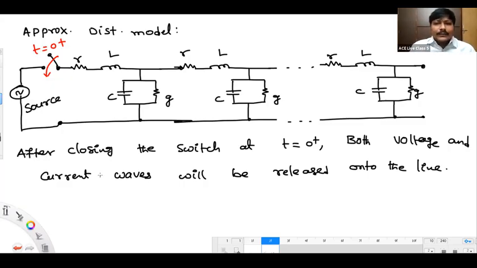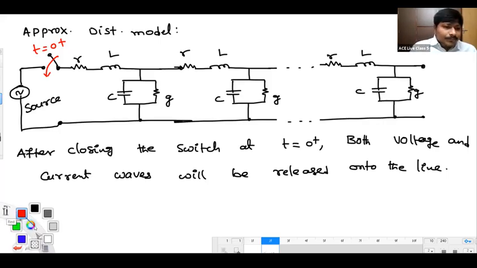Next, irrespective of the load, whatever load you have, whether open circuit, some load, or short circuit, it doesn't matter. Just after closing the switch, both voltage and current waves are going to be released onto the transmission line.